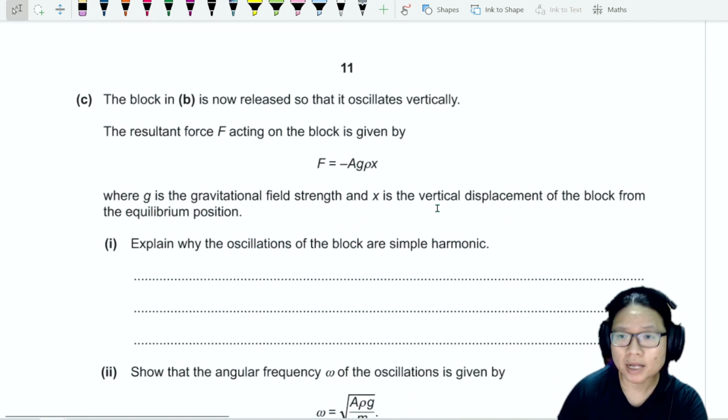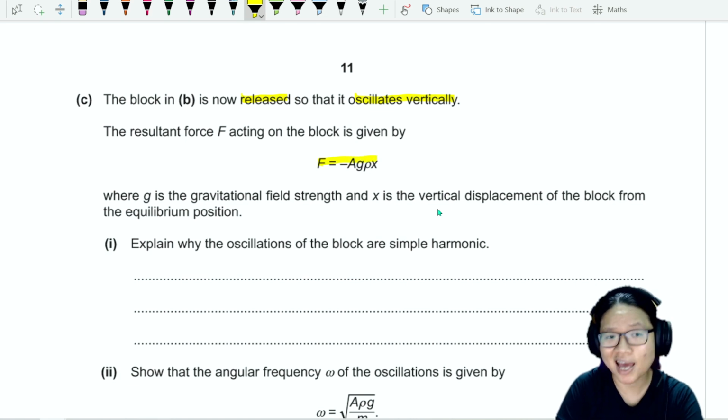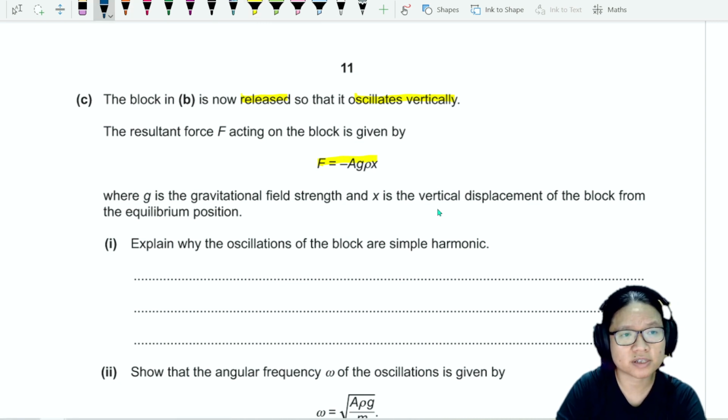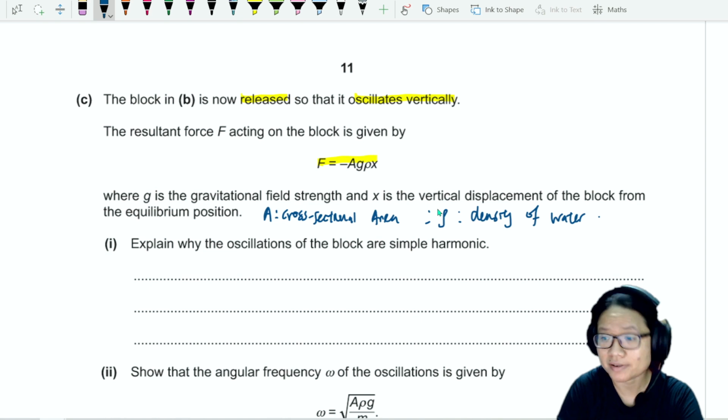Part C. The block in B is now released so that it oscillates vertically. The resultant force acting on the block is given by this equation, where g is the gravitational field strength, x is the vertical displacement of the block from equilibrium position, and previously the question has also mentioned that A is the cross-sectional area of the block, and rho is the density of water. Explain why the oscillation of the block is simple harmonic.